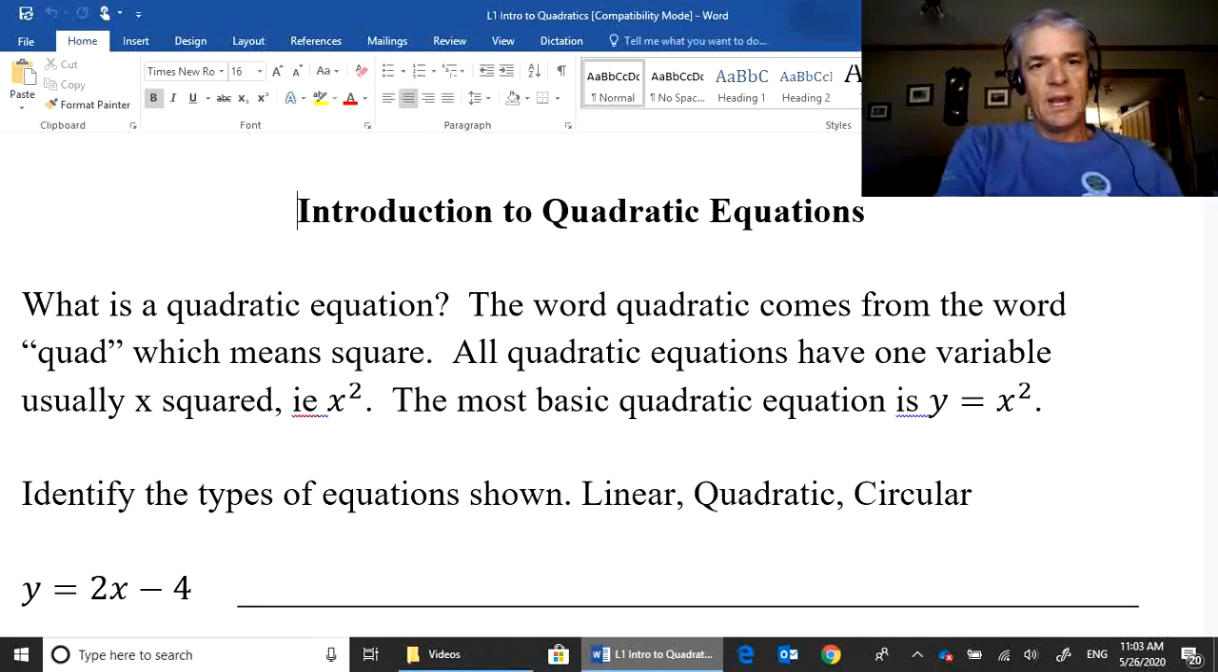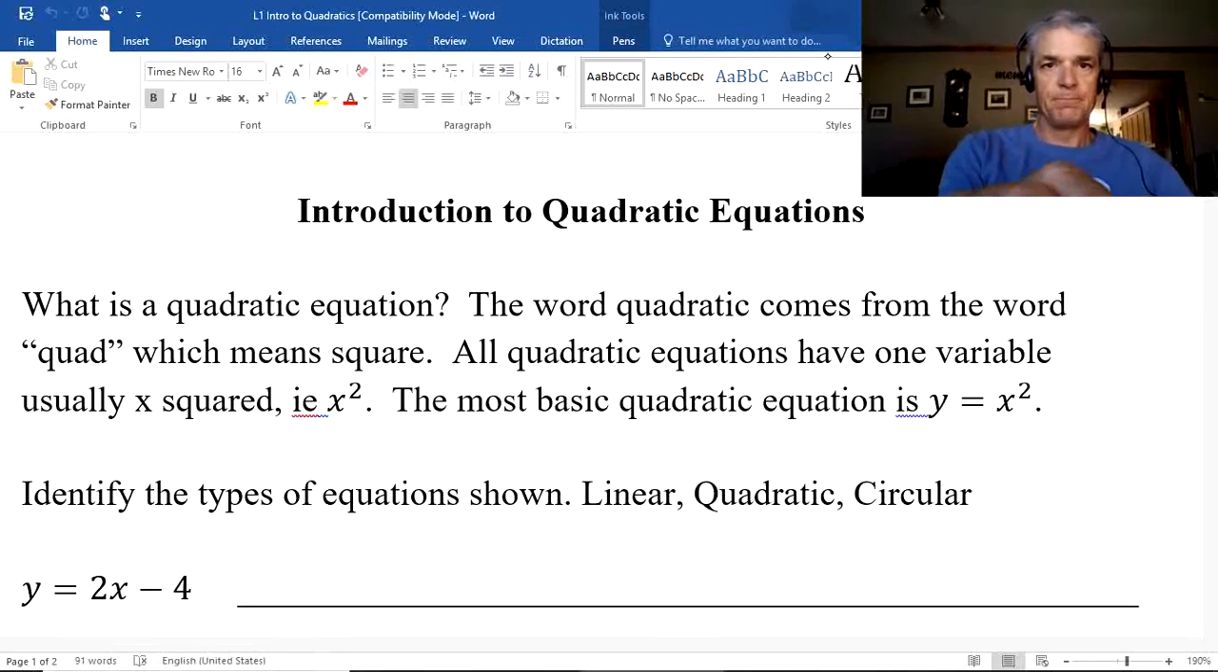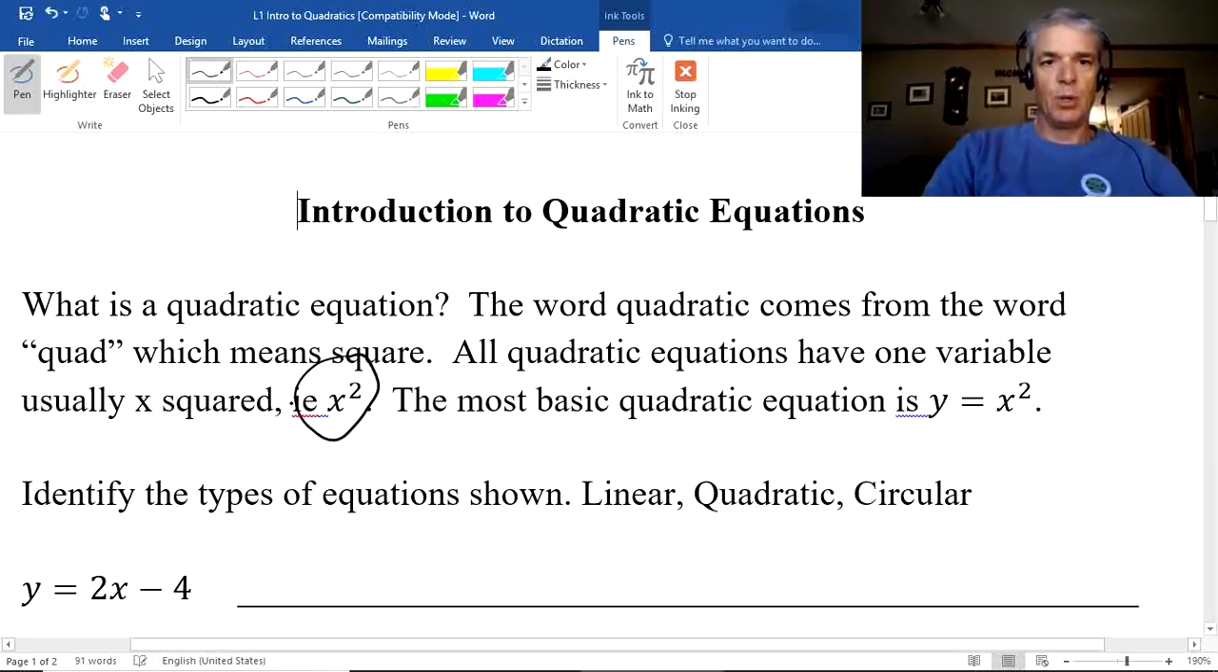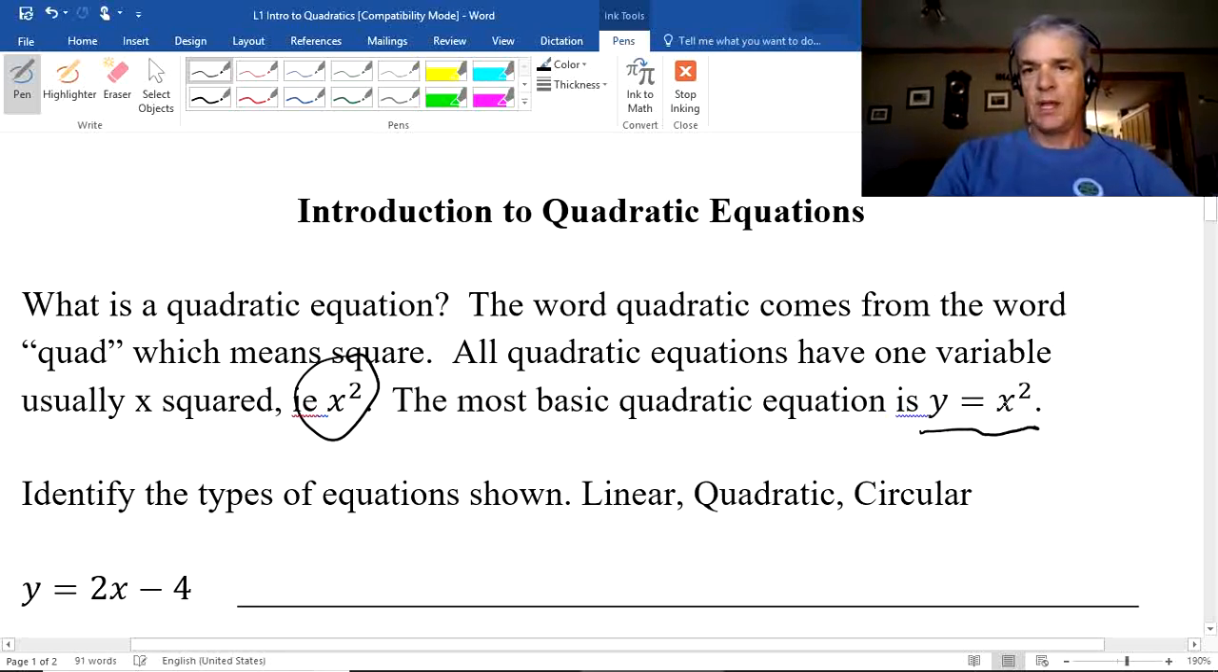Okay, so what is a quadratic equation? Well, the word quadratic comes from the word quad, which means square. And all quadratic equations have one variable. There's usually two variables, but one variable that is squared. So for example, I'm going to bring my pen in here and circle some things. You're going to have a variable that is squared, i.e. x squared. And the most basic quadratic equation is y equals x squared.